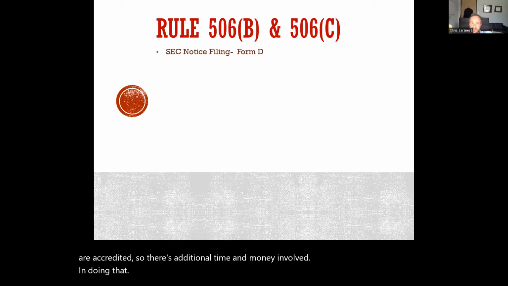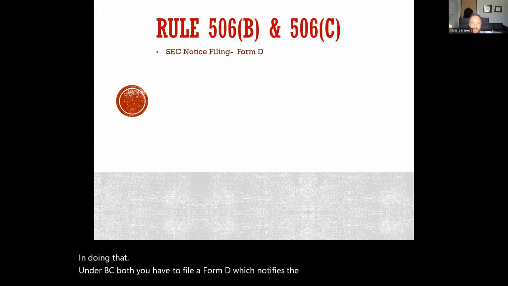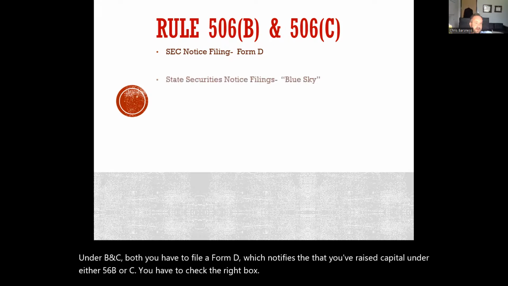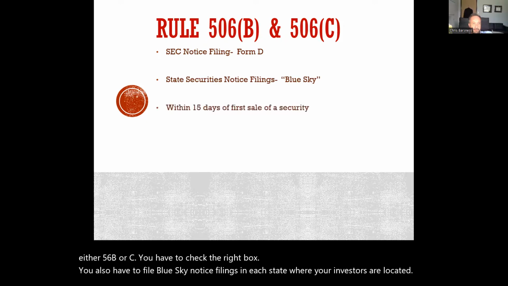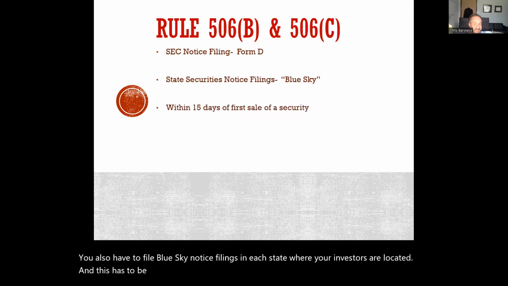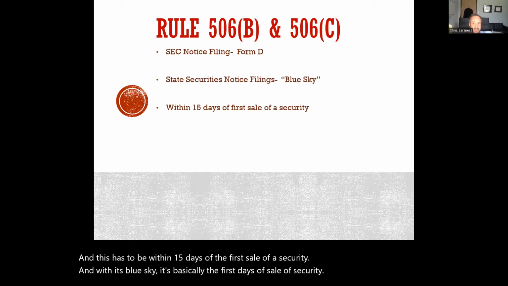There's additional time and money involved in doing that. Under B and C both, you have to file a Form D, which notifies the SEC that you've raised capital under either 506B or C. You have to check the right box. You also have to file blue sky notice filings in each state where your investors are located. This has to be within 15 days of the first sale of a security, and with blue sky, it's basically the first sale of a security in that state to an investor in that state.